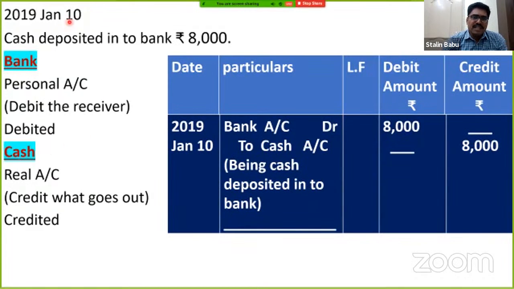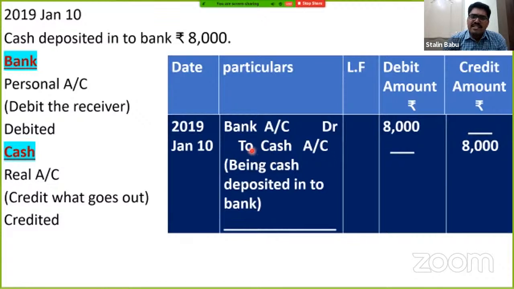Right, what is the date? January 10th in date column. What is the transaction? What is the journal entry? Bank account debit to cash account. What is the amount? 8,000. Write 8,000 in debit amount column against debit account. You should not write anything here, so make a small hyphen.